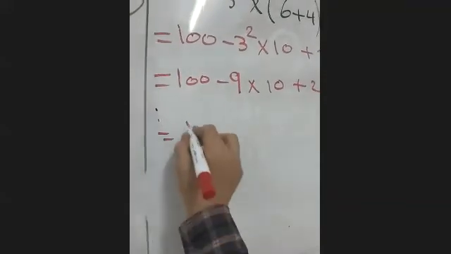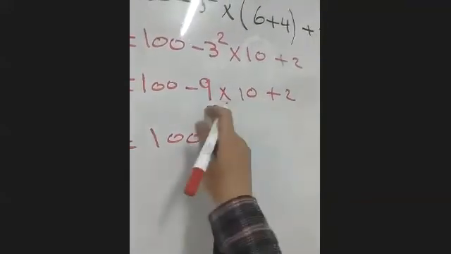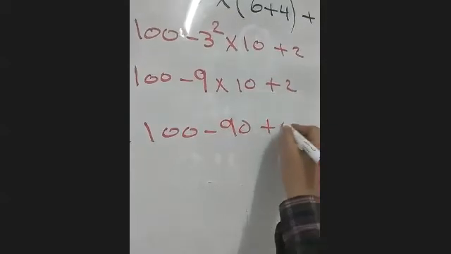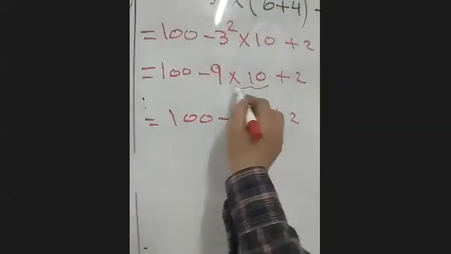Yalla, this is equal 100 minus 9 times 10 equals 90. 10 plus 2 comes the same. So I only did what? The multiplication.